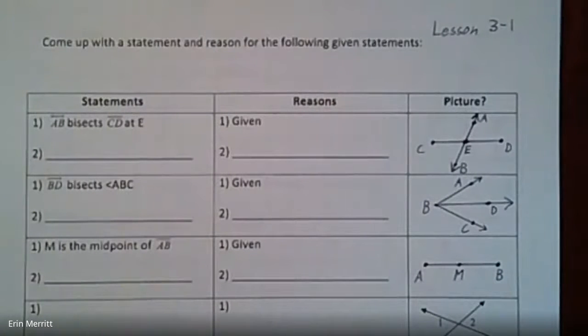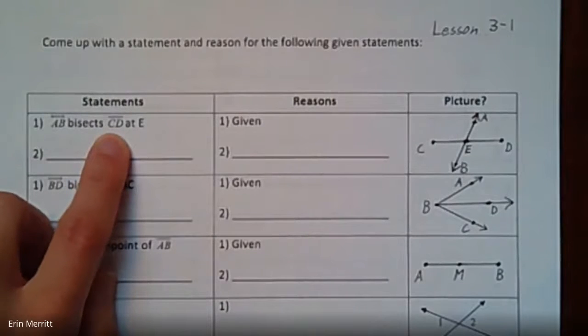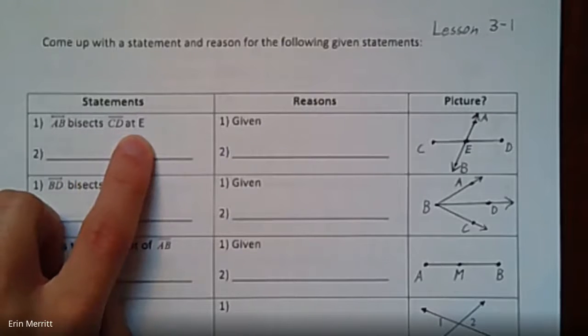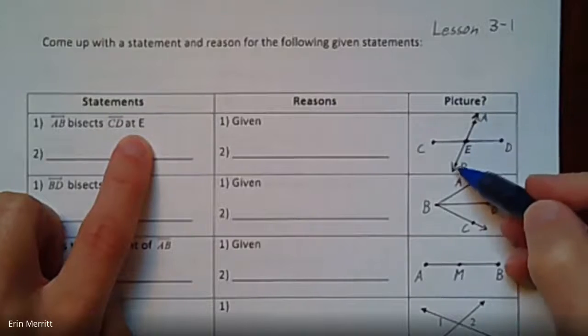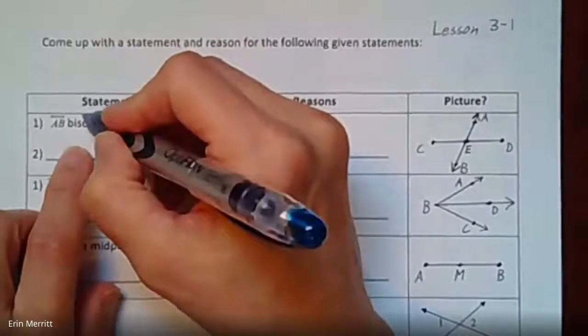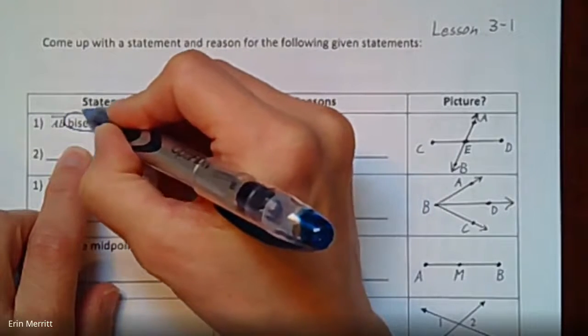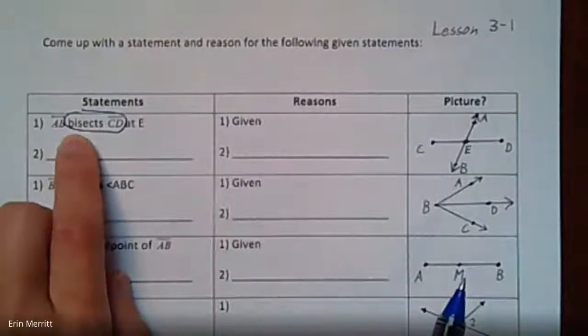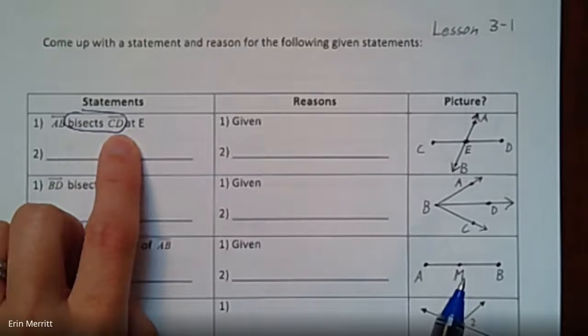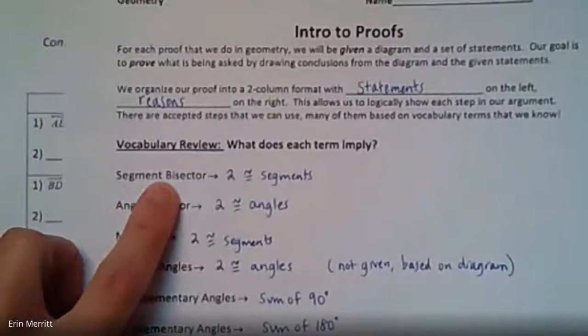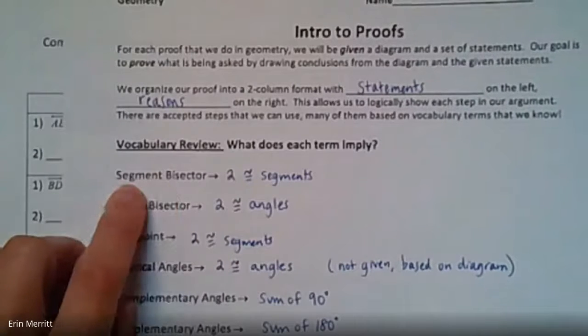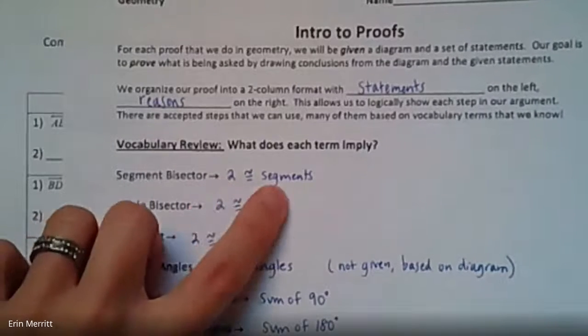Right? So this first thing, it says that we have AB bisecting segment CD at E. So when you look at the picture, AB comes through and bisects CD at E. So I want you to circle the vocab term, and in this case, what it's bisecting. So bisects CD. So that means when we come back here, we have a segment bisector, because that's what it's bisecting, a segment. So I'm going to have two congruent segments.